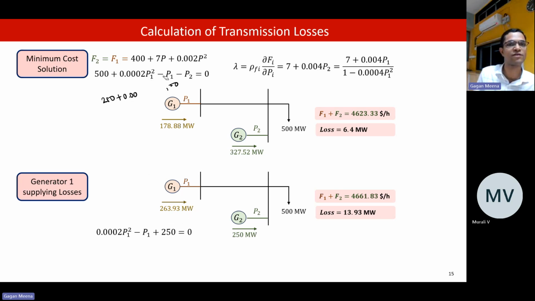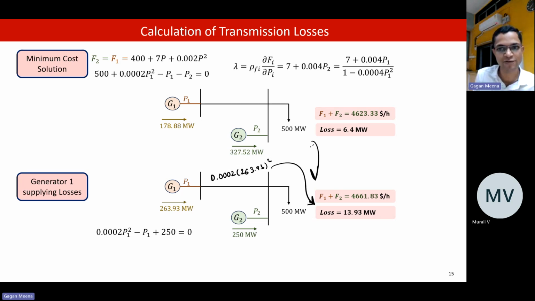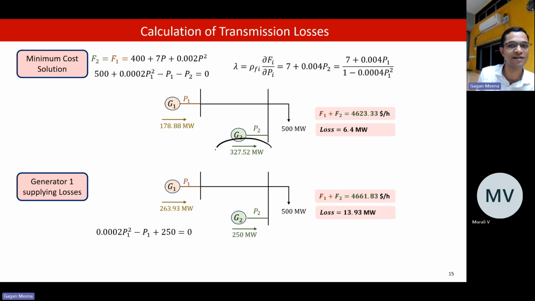If you substitute that here in this loss, the loss will be 0.0002 into 263.93 square. Then you will get this loss, 13.93. So in this case, loss is more. If we compare these two, it is saying that the losses should be catered by the generator which is closer to the load. Correct.